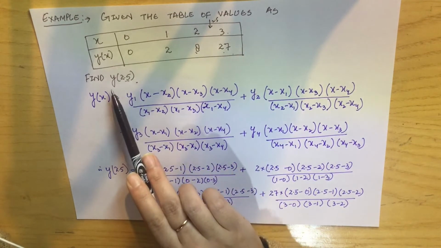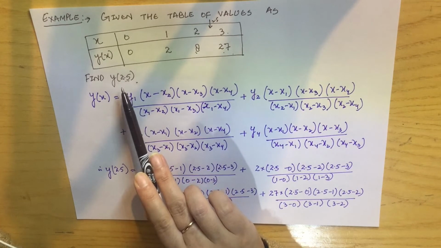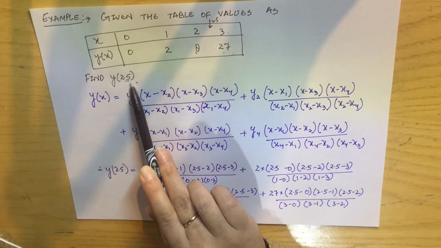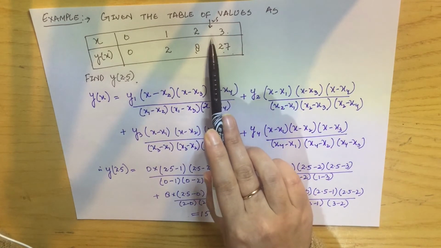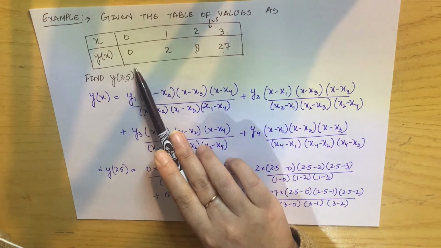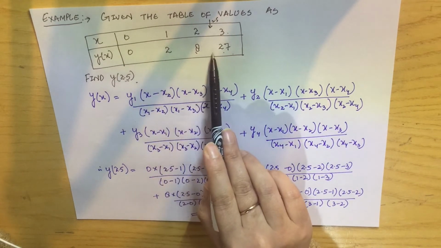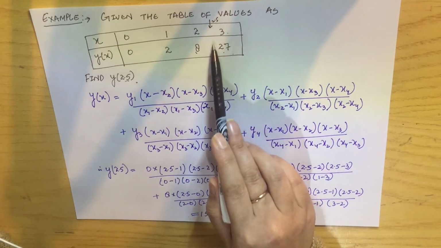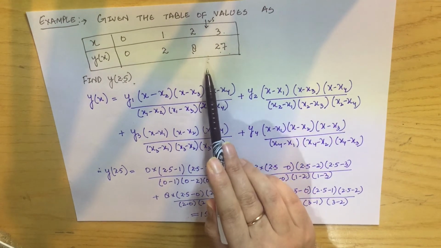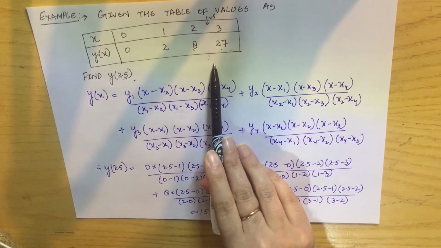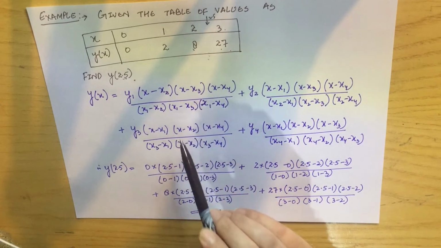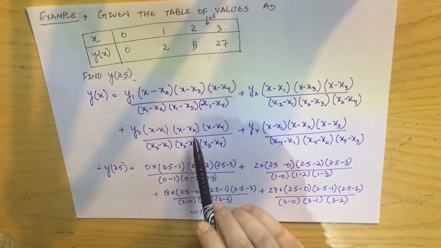We have to calculate the value of y of x because x here is equal to 2.5. So it lies somewhere here. That means we have to consider 4 points. We have to consider from 1 to 4 because 2.5 lies at the 4th point. So we will consider the Lagrangian's polynomial for 4 points.